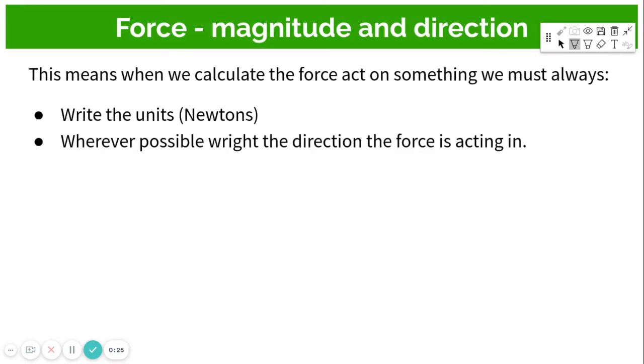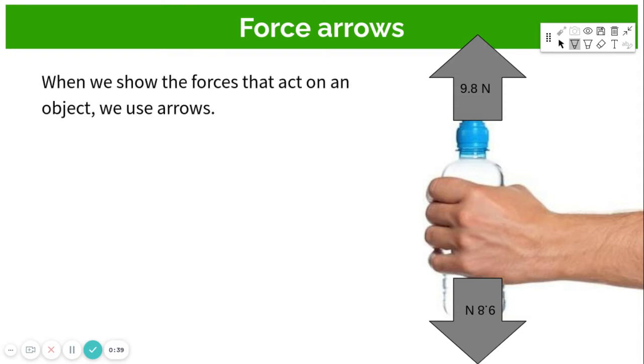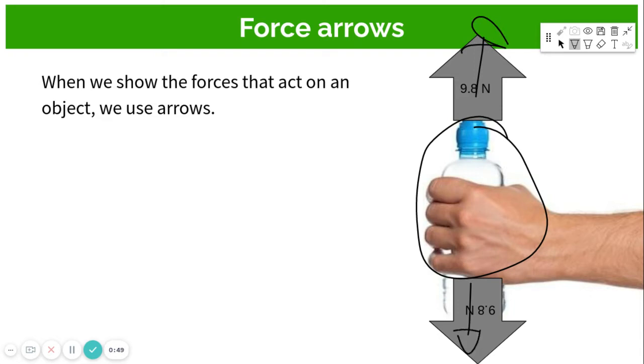But if we recap what we said before, magnitude is the measurement, how many newtons, how big the force is. Direction tells us what direction the force is acting in. So now if we jump to force arrows, they show the force that is acting on an object. So now we're looking at this water bottle right here. We've got two forces acting on it, one pushing up and one pushing down. And we've used the arrows to show those two forces.